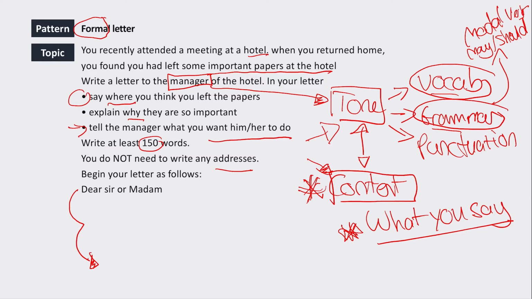So that's a crucial difference in tone and content. For this letter writer, they're talking to the manager of the hotel. So it's not only being polite in how you say it, but it's also being polite in how you explain it. So let's take a look and see what this candidate has done.